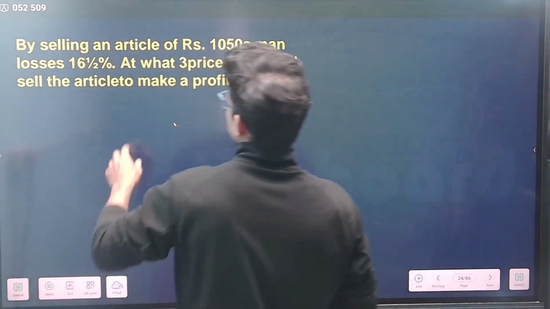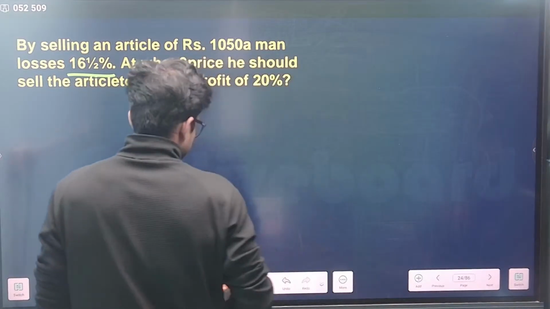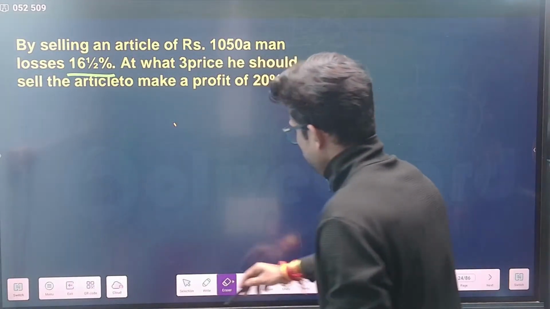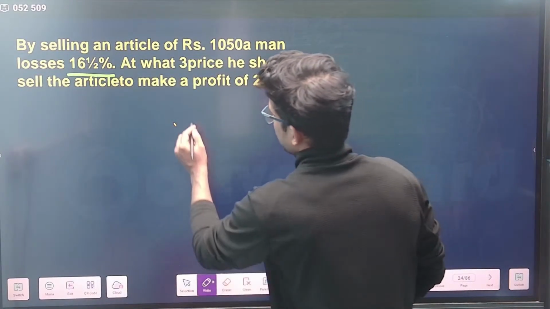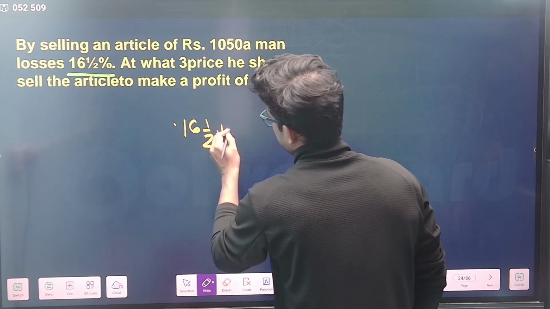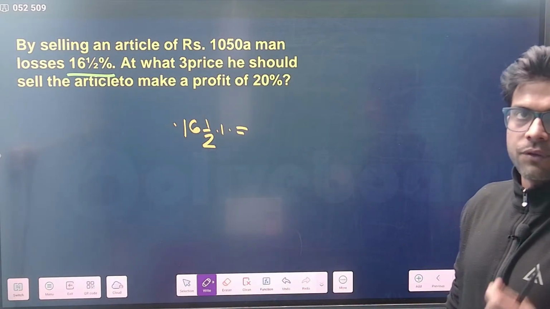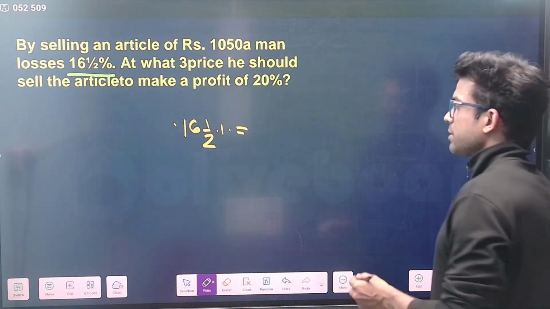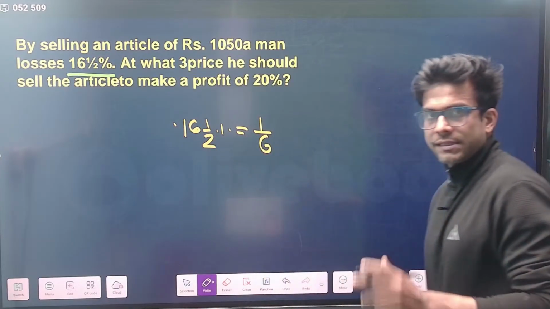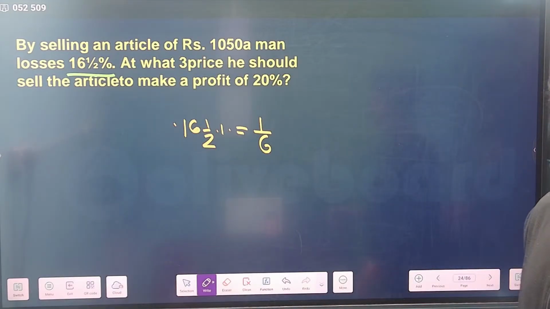The point is that if you don't know the meaning of 16 1 by 2 percentage, you should know this in the fractional form, which is basically 1 by 6. And they are saying you are having a loss. Correct?